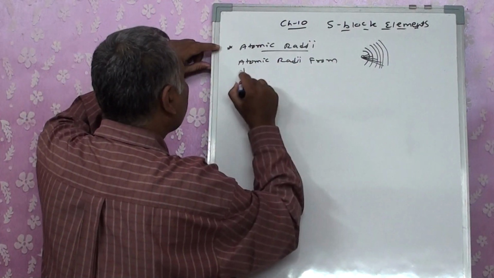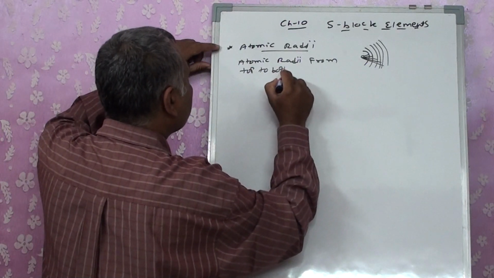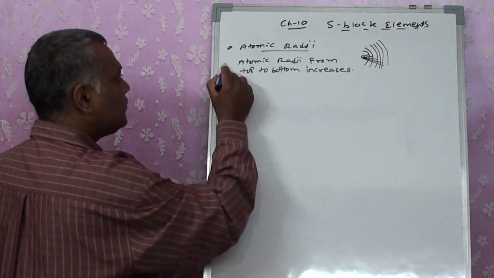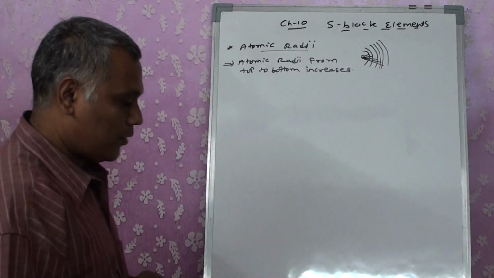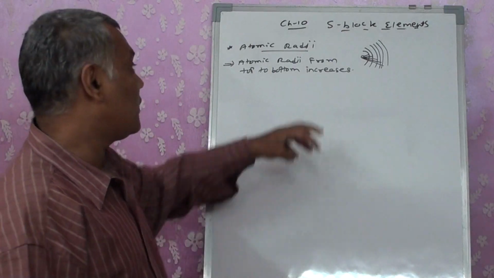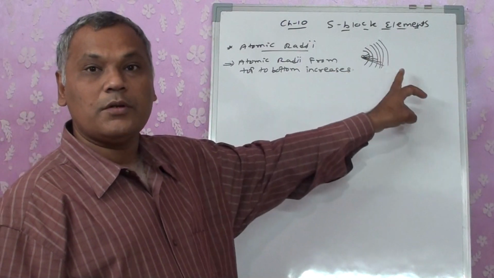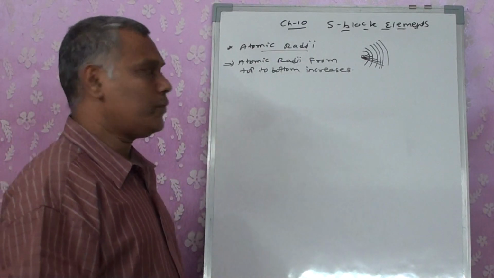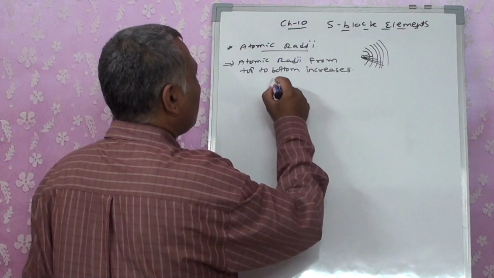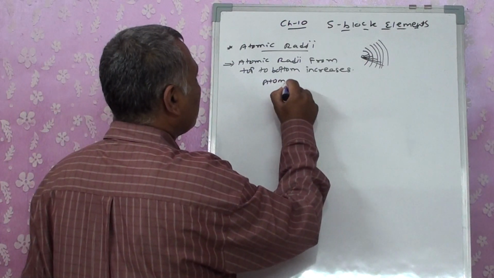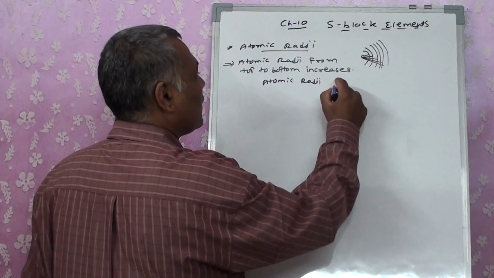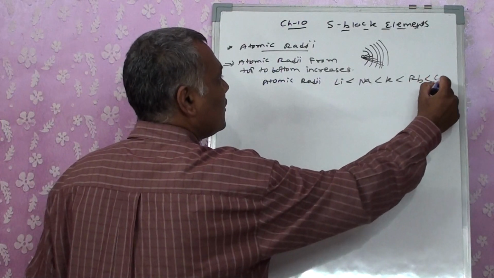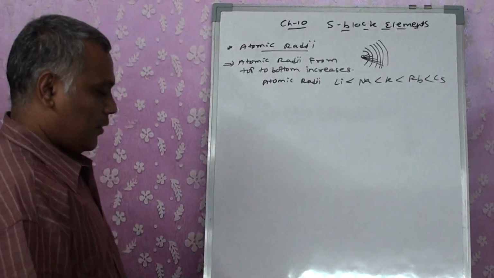from top to bottom increases. Atomic radii of an element from top to bottom, we are going to get an increase. The reason is, as we move from 1s2, 2s2, 3s2, the distance is going to be more. So you can say that atomic radii, that is Li, Na, K, Rb, Cs, right?